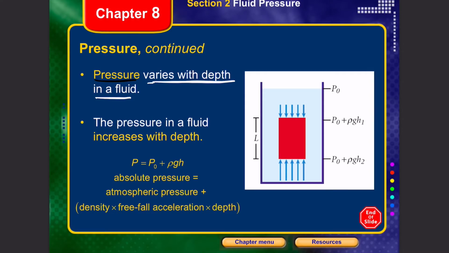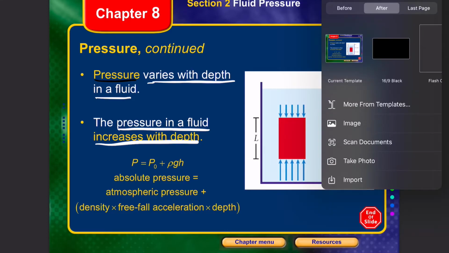So pressure generally varies with depth in a fluid. The pressure generally increases with depth, which means that the lower you go into the fluid, the higher the pressure. So let's take into consideration a simple example. Let's say we have a container with a fluid and you have an object inside it. Now let's consider that you have liquid surrounding this object.